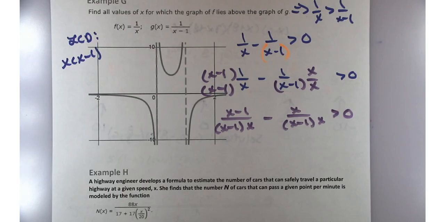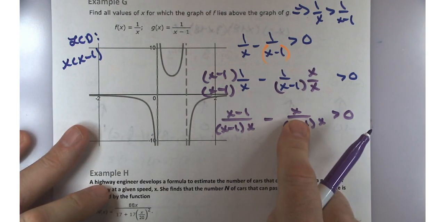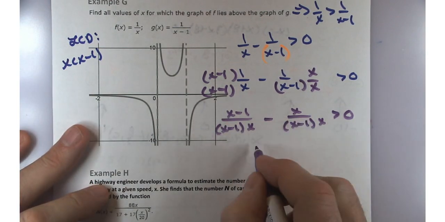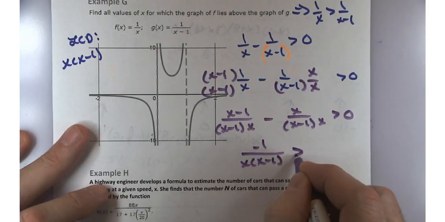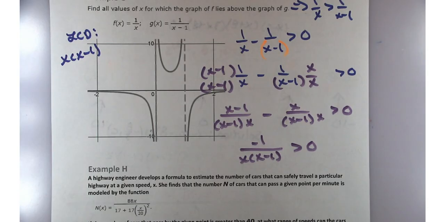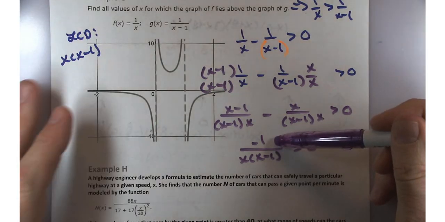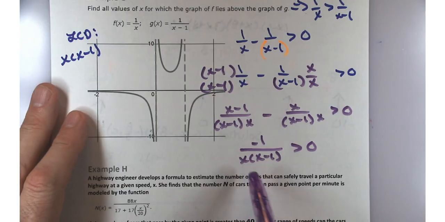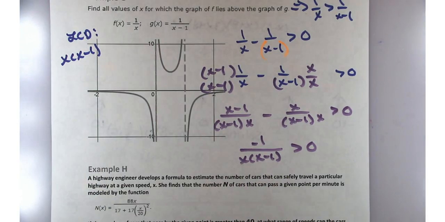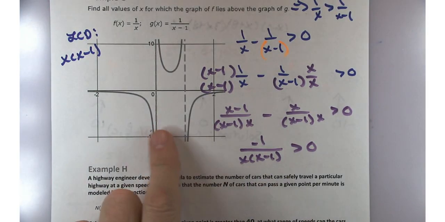Now you can bring these two things together. You'll end up with, actually, just minus 1, right? Because the x's will cancel. Minus 1 over x times x minus 1 is greater than 0. And then you can solve it from there. All right, you need to do your test point thing. There's no roots in the numerator. This never equals 0 in the numerator. So the only roots you're going to get are in the denominator, and go from there. Your solution should match what you see in the graph.